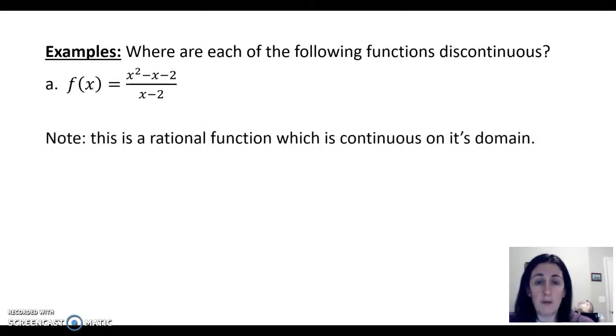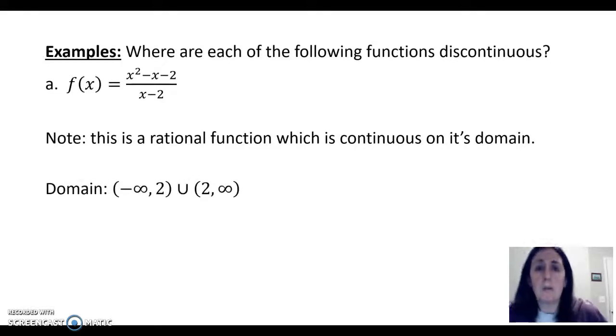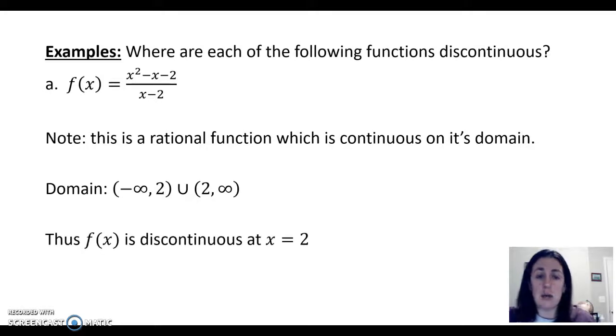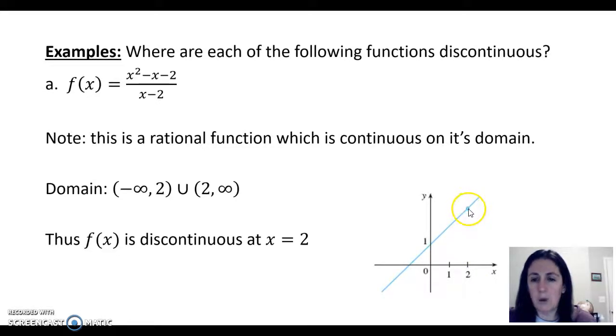Well, what rule are we in fear of breaking? Dividing by 0. So we know that x minus 2 can't be 0, which means x can't be 2. So this function's domain is negative infinity to 2 and 2 to infinity. So this function is continuous on that domain, which means it's not continuous, or discontinuous, at x equals 2. Here's what the graph of that function looks like, and as you see, it looks like we removed that point. That's a removable discontinuity.